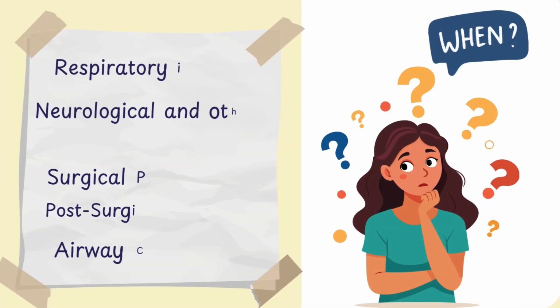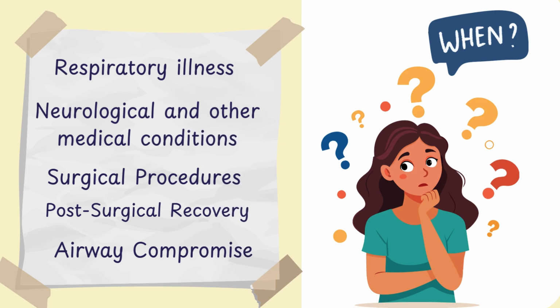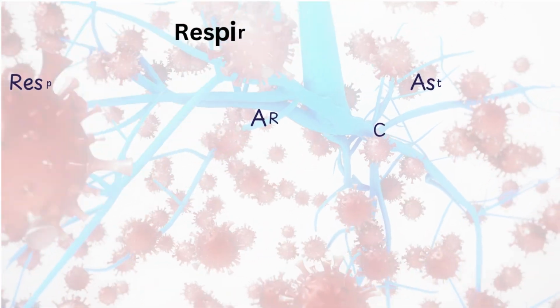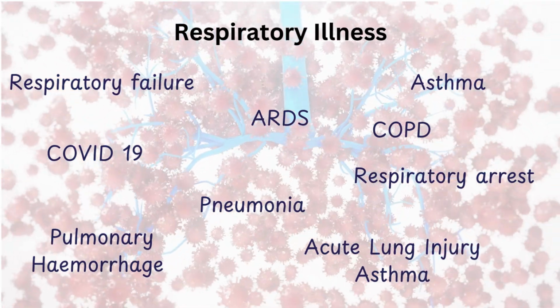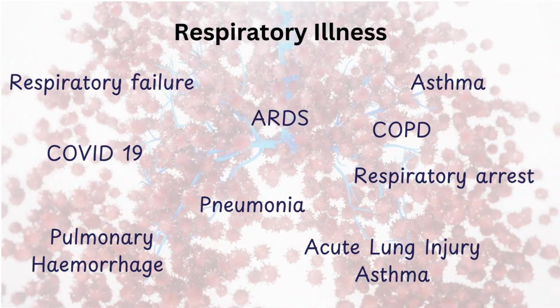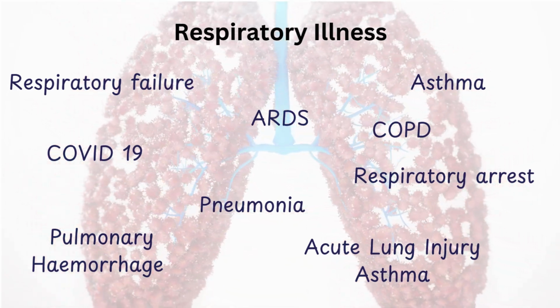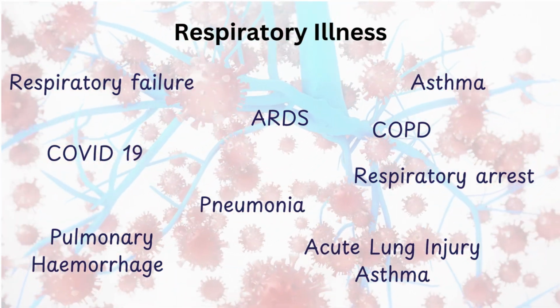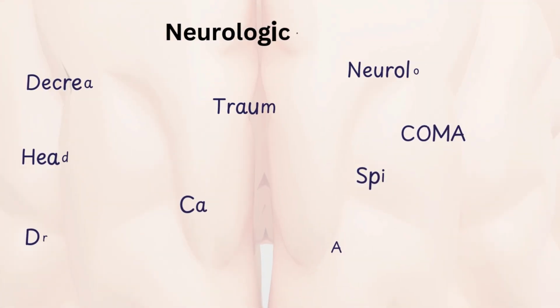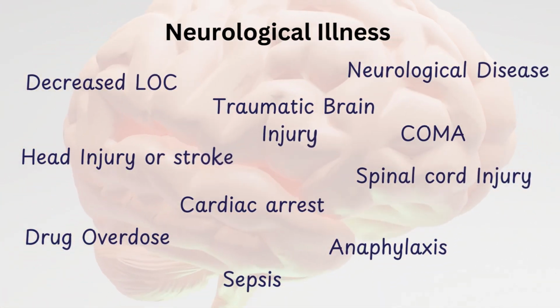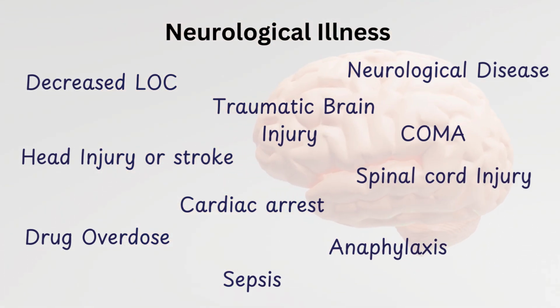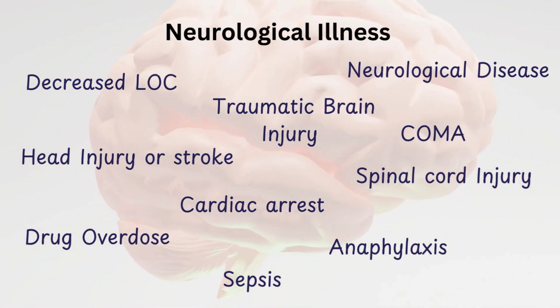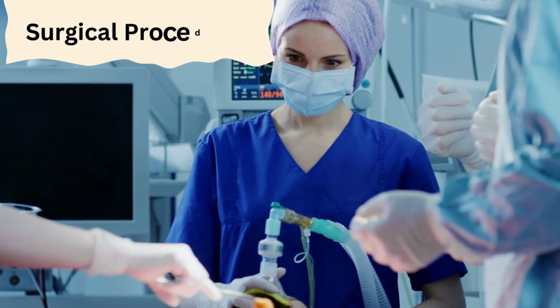For whom do we use mechanical ventilators? This can be due to various conditions: respiratory illness, respiratory failure, ARDS, severe pneumonia, COPD, asthma, COVID-19, acute lung injury, pulmonary hemorrhage and respiratory arrest; neurological and other medical conditions, decreased level of consciousness, head injury or stroke, traumatic brain injury, coma, neurological diseases, spinal cord injury, cardiac arrest, drug overdose, anaphylaxis, sepsis, and surgical procedures.